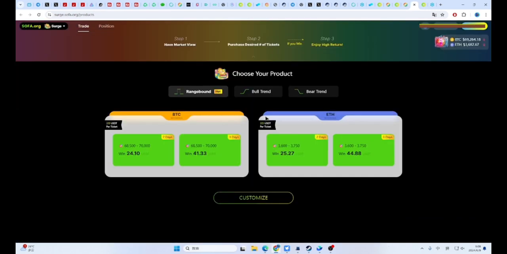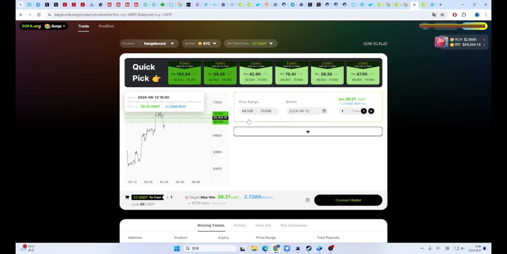So for Surge, yes, you might incur a loss, but it has a better win rate. For example, if BTC is at 69,200 today, and you bet with Surge that it will stay between 68,500 and 70,000 over 3 days, a winning ticket would double your 20 USDT, which is the cost of the ticket. If you lose, you just lose the 20 USDT, but you'll still earn some RCH.